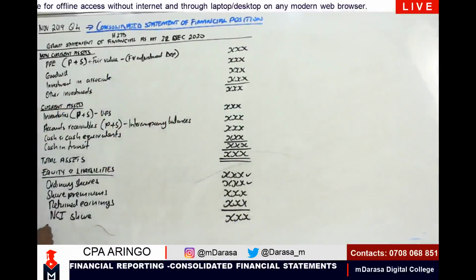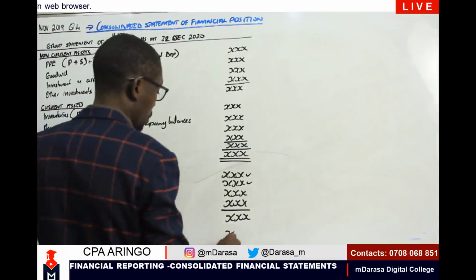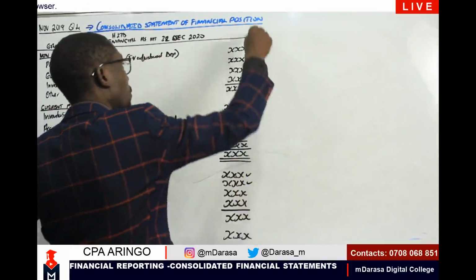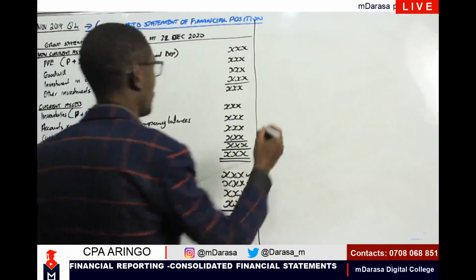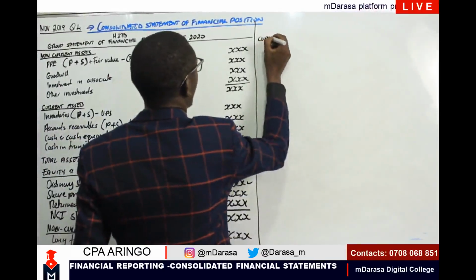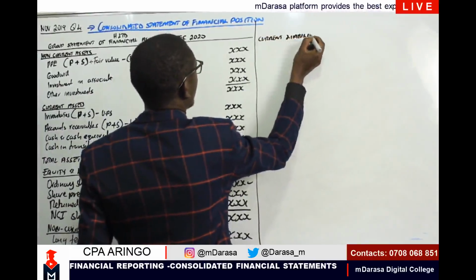Consider if we had any non-current liabilities, maybe such as long-term loans. We'll be having it at that point. Then talk about our current liabilities.